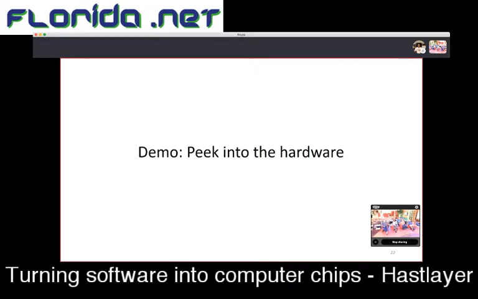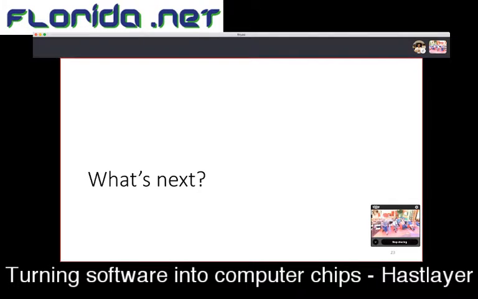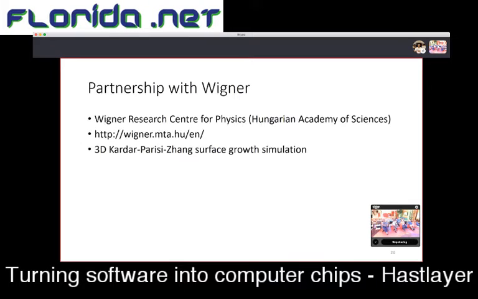But let's go back to the slide deck again, and let's see what's in for Hastlayer next, because this is the state of the project, but we are, of course, not stopping here. For example, we have engaged into a partnership with the Wigner Research Center for Physics, which is part of the Hungarian Academy of Sciences. And those guys are pretty smart, mostly physicists. For example, they also work with CERN, you know, the institute that also has the Large Hadron Collider.